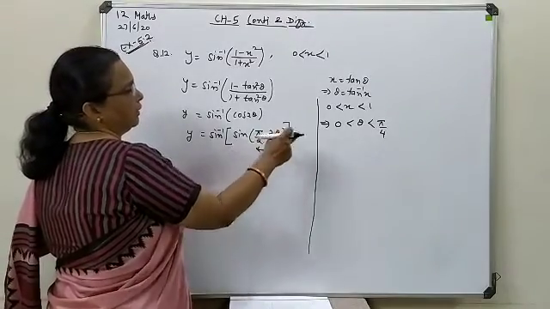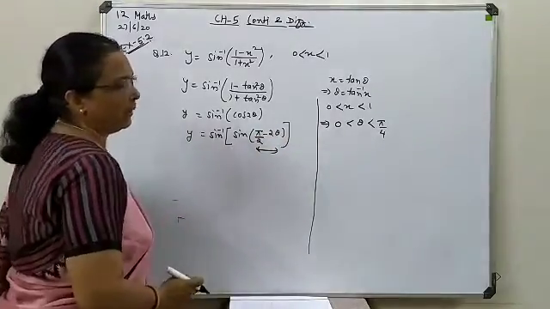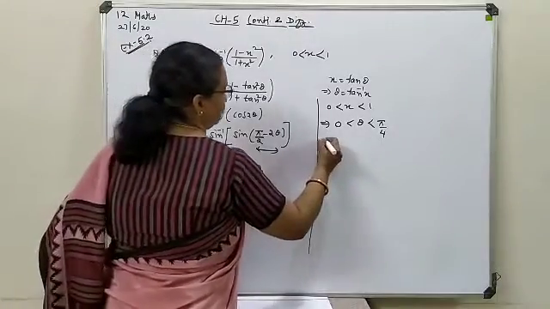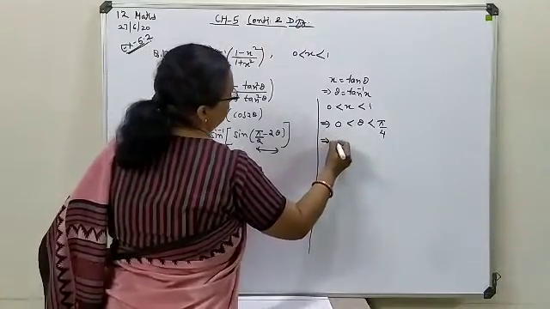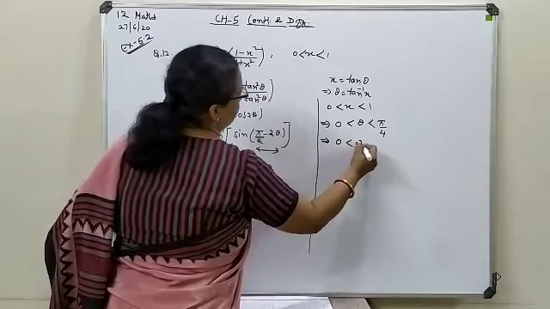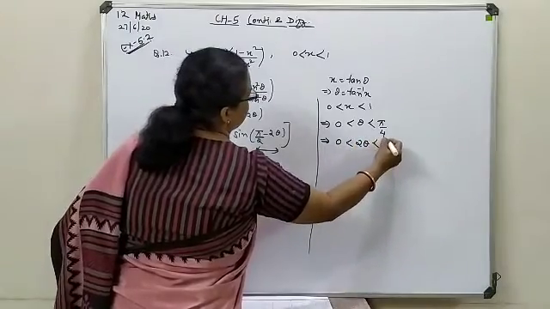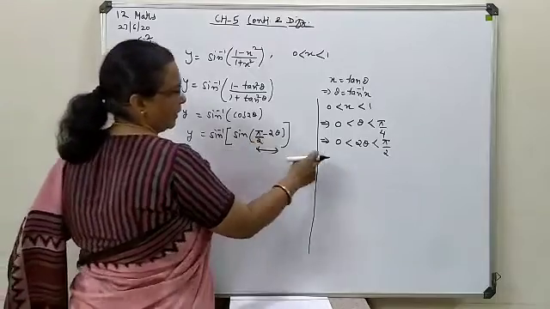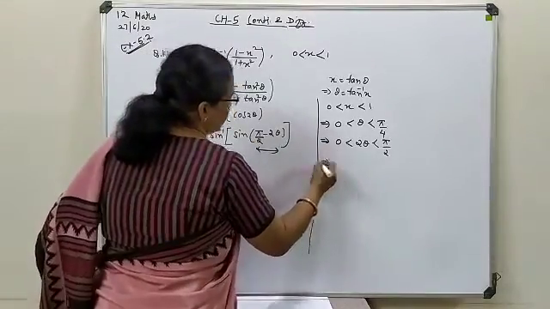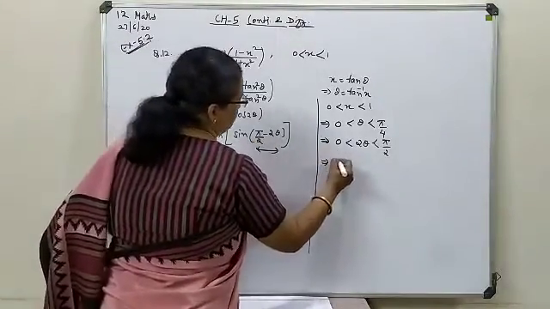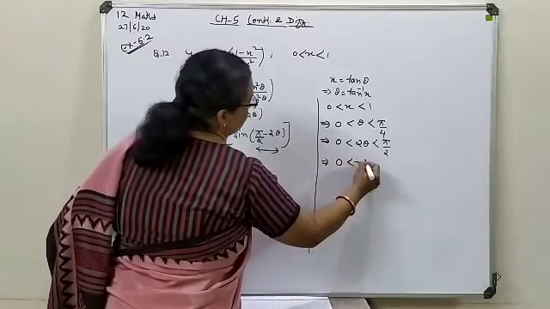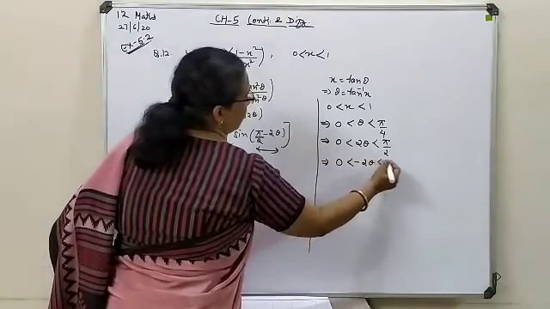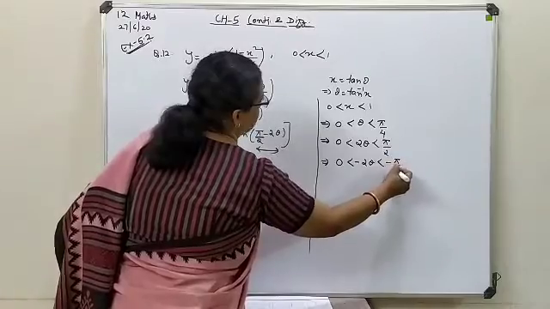In order to do that, we will multiply these 3 terms by 2. So this will be 0, 2 theta, and this is pi by 2. Now multiply by a negative sign everywhere, as we have to generate the same angle. So 0 will not be affected. This is minus 2 theta. This will be minus pi by 2.